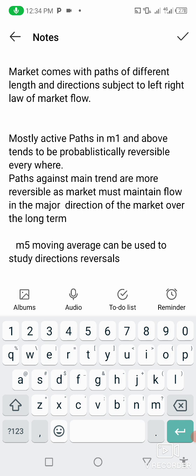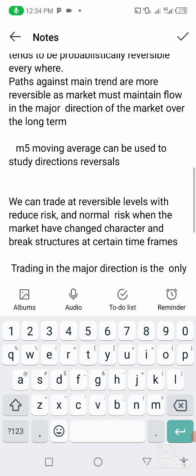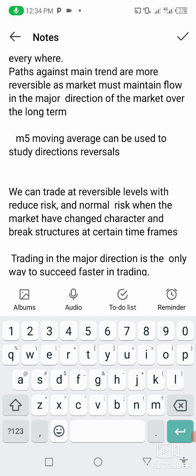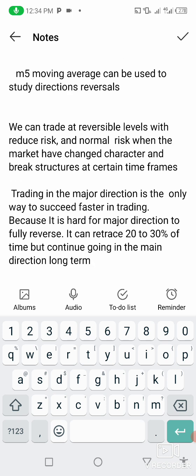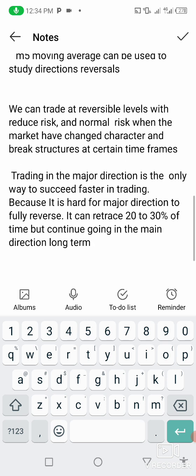Paths against the main trend are more reversible, they're actually called retracements, as the market must maintain flow in the measured direction of the market over the long term, that is in the direction of the main trend. An M5 moving average can be used to study direction reversals. We mostly talk about the reversals here, because had direction been just one-sided, I would be talking more of continuity. But the market reverses a lot at different time frames, and this is what creates confusion in traders' minds.